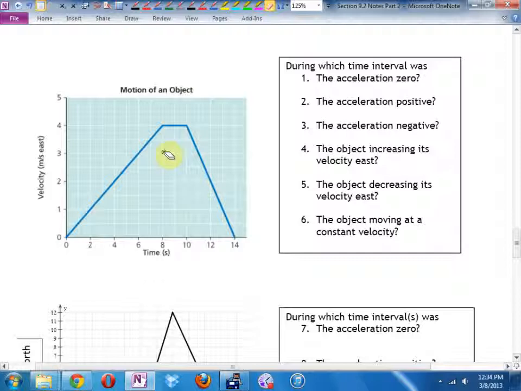Question 1 says, during which time interval was the acceleration 0? I think to myself, during which time interval was the slope 0? Because the slope is the acceleration on a velocity time graph. Sarah is rocking and rolling between t equals 8 to 10 seconds.